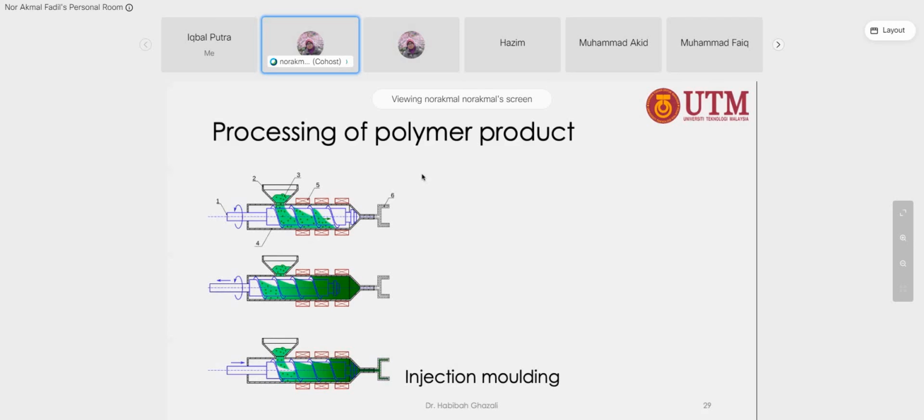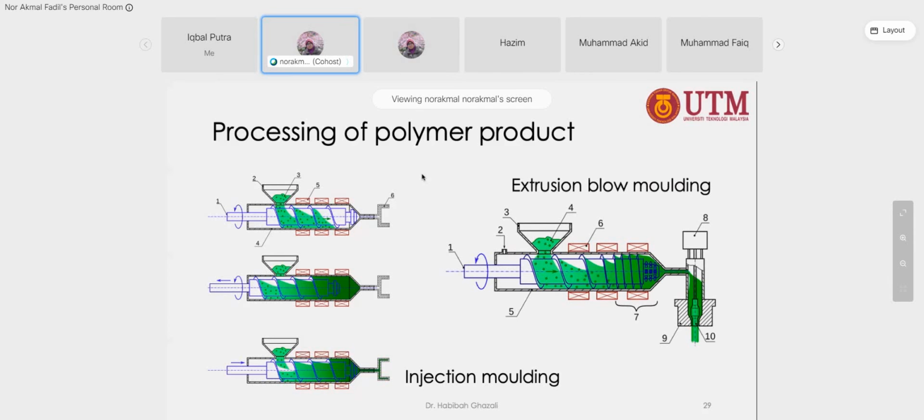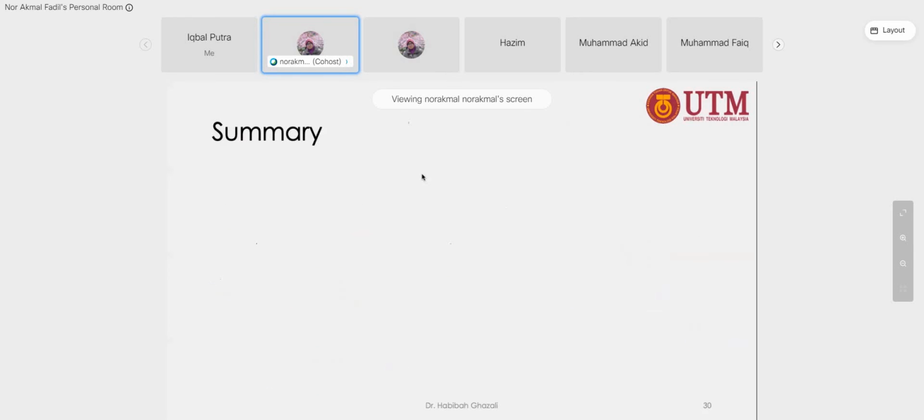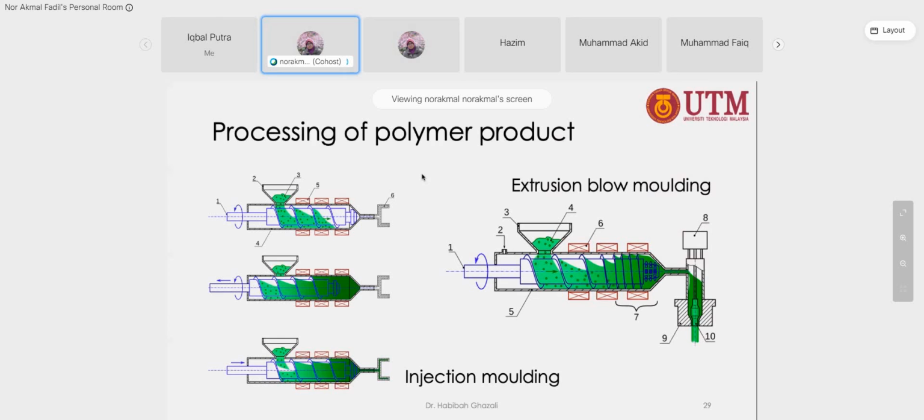So if we look into the processing of the polymer, we can use injection molding, extrusion, blow molding. For this kind of process, we have the pellet of polymer. In injection molding, we introduce heat, we melt it, and we push it into a mold through the dies.